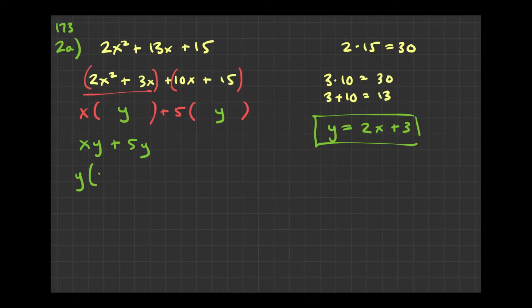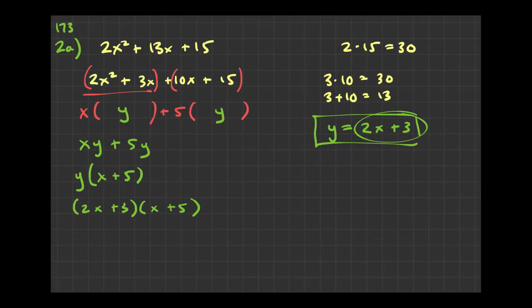The first term, I've got x left over. The second term, I've got 5 left over, right? But we said that y is equal to 2x plus 3. So this is going to be 2x plus 3 times x plus 5. Does that make any more sense?